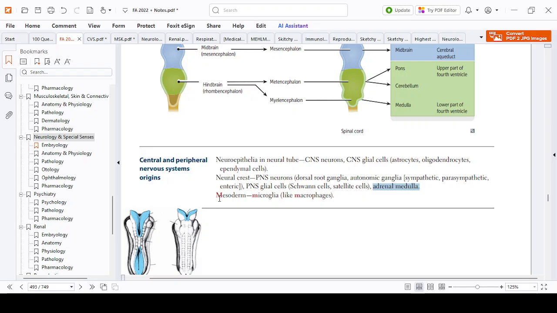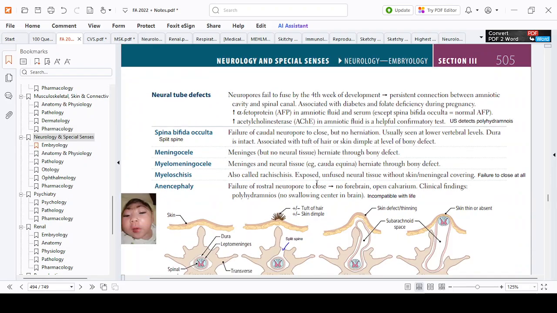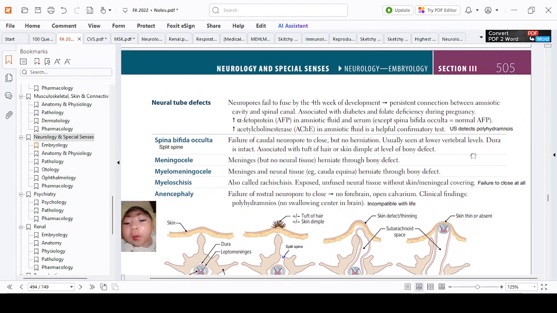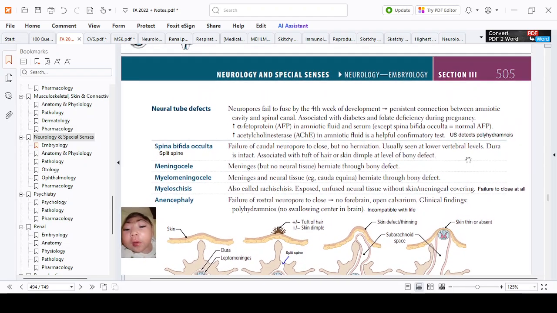We have the mesoderm, which gives the microglial cells. The microglial cells from the mesoderm are basically the macrophages within the CNS. So these were about the central and peripheral nervous system. Remember, then let's move to the neural tube, and within this neural tube, the neuropores fail to fuse by the 4th week of development, with a persistent connection between the amniotic cavity and the spinal canal.